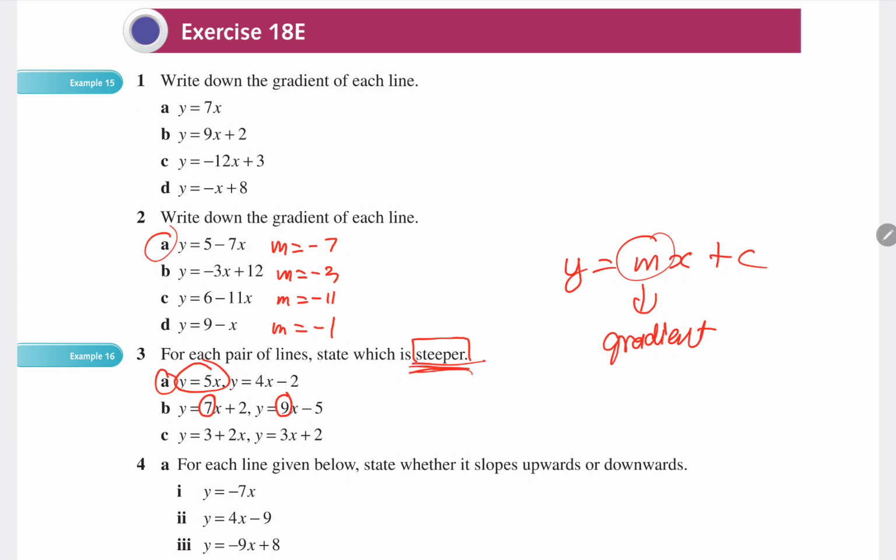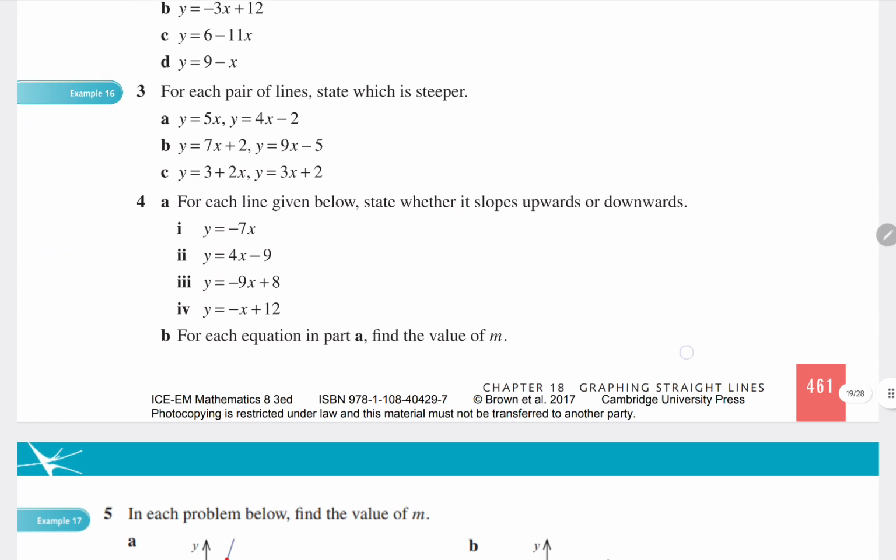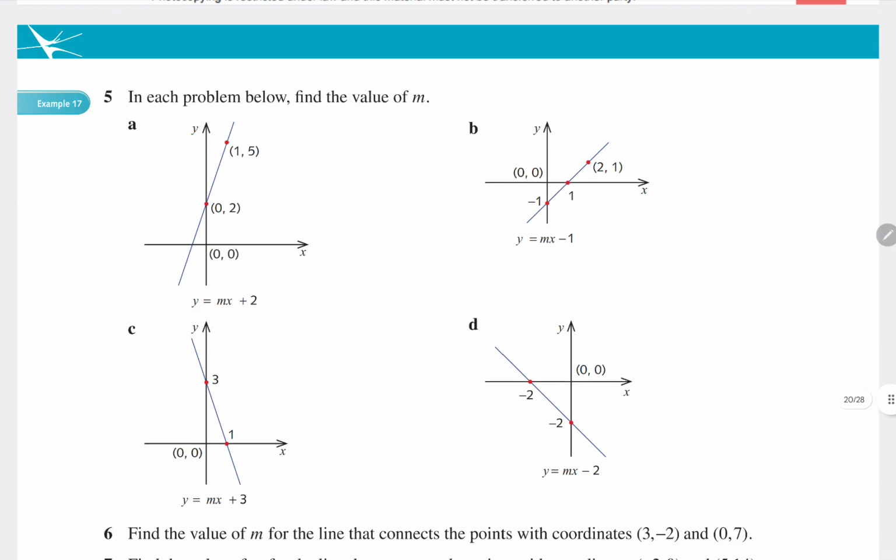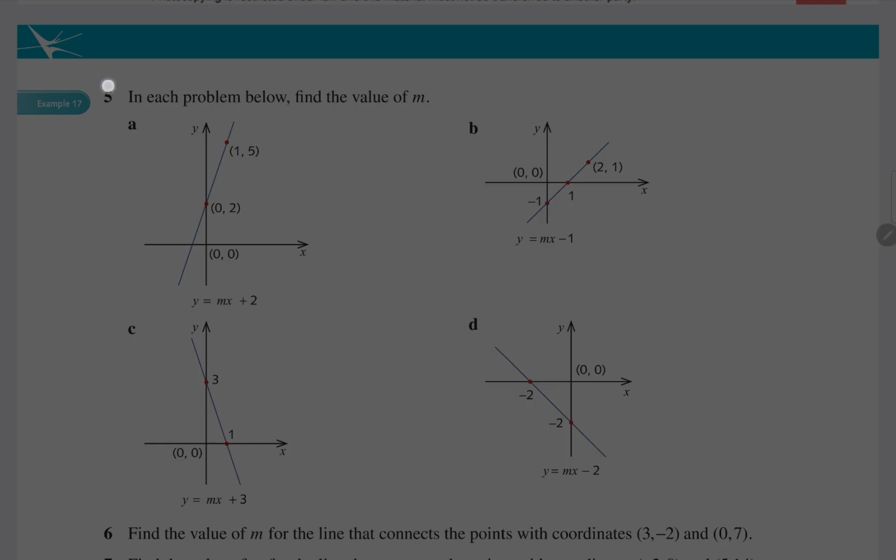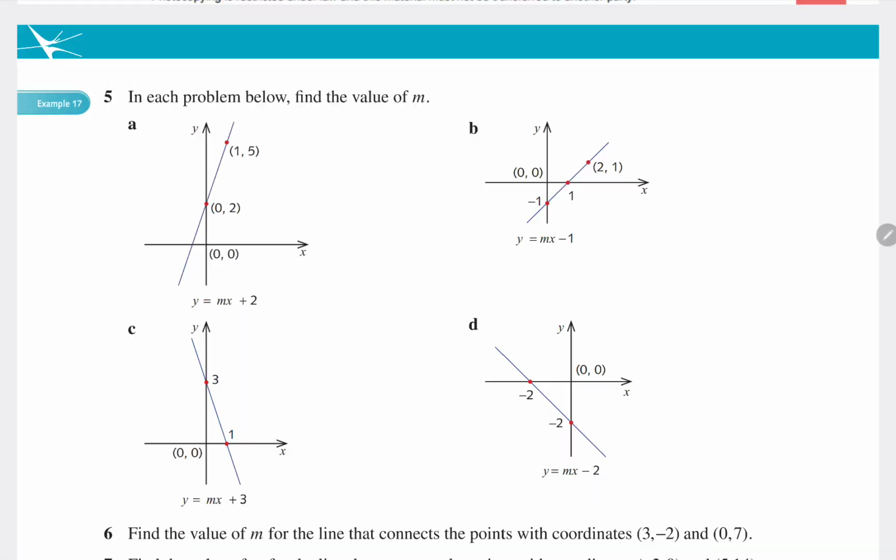Question C, last one. The gradient, the second one. The gradient is 3 and it's bigger than the other gradient. Yes. Okay, much better. Alright, make sense? Yeah, so that's interpreting the y equals mx plus c thing. So now, on paper, find me the value of m for question 5. Let's see if we can do 5a first.